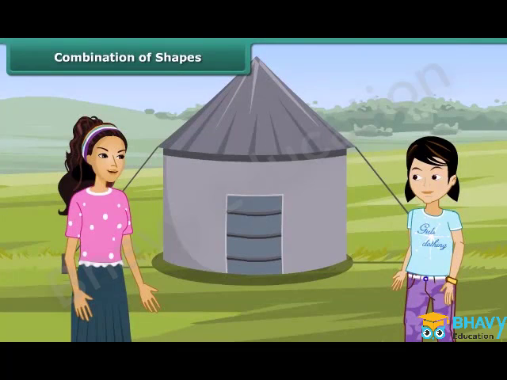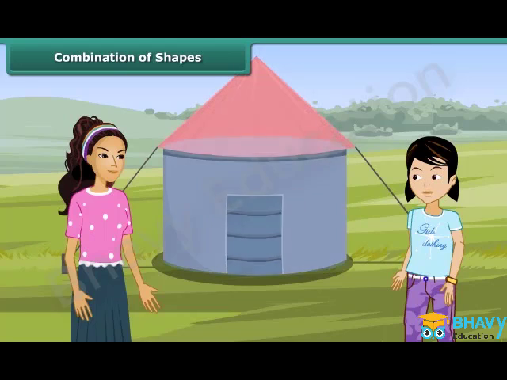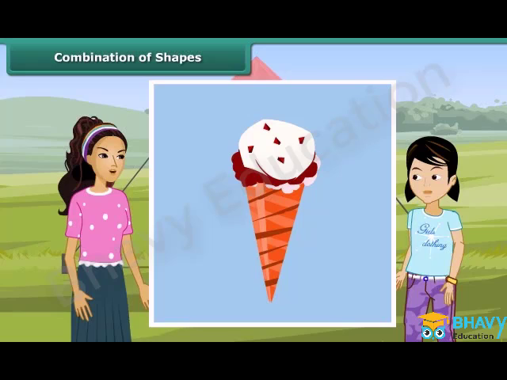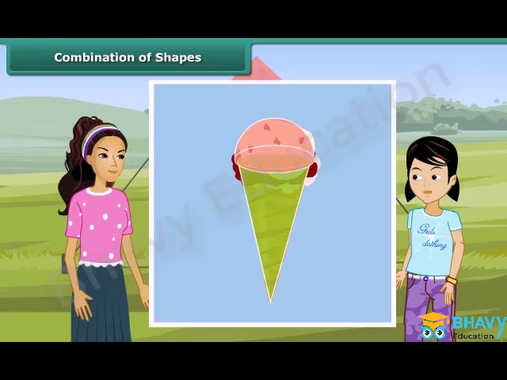Rita, look at this tent. This is made up of two shapes. Can you tell the name of the shapes? Yes, I can see the shapes. One is a cone and another is a cylinder. Correct. Similarly, we have ice cream. We can see that the cone is surmounted by a hemisphere.